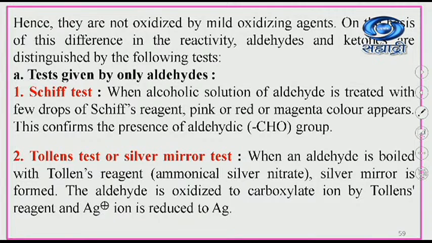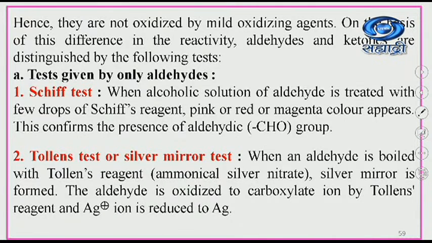Okay, the test given by only aldehydes is Schiff's test, or Schiff's reagent. When an alcoholic solution of aldehyde is treated with a few drops of Schiff's reagent, a pink, red or magenta color appears. This confirms the presence of the aldehydic –CHO group. Then next, the second test: Tollens test, or silver mirror test.